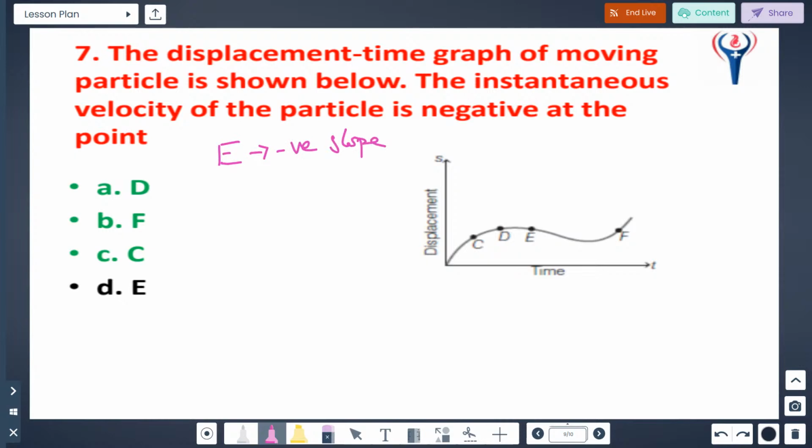Point D is a zero slope. C and F only have positive slope. Now the question is to find where the instantaneous velocity of the particle is negative. That is option E. Option E is the correct answer.